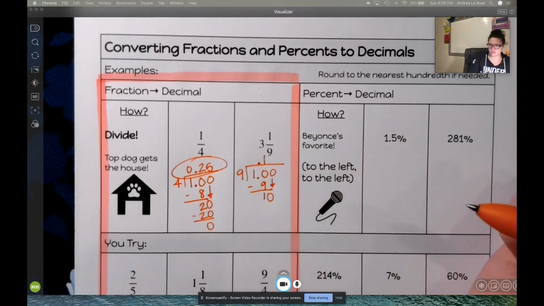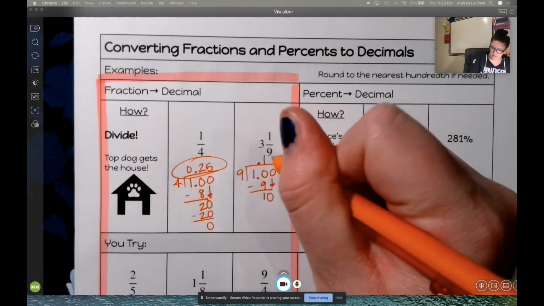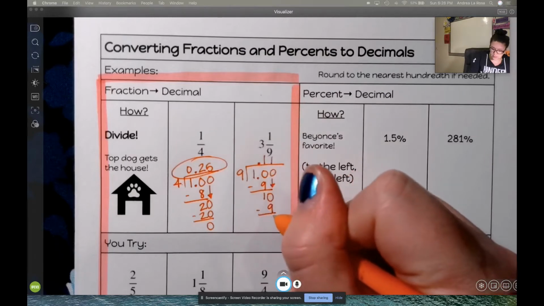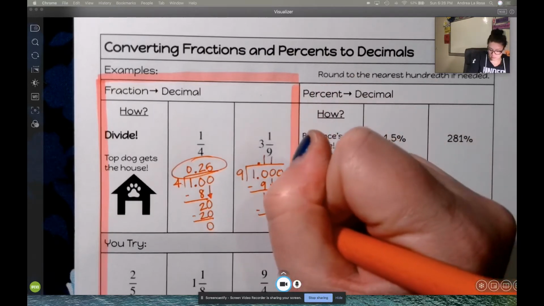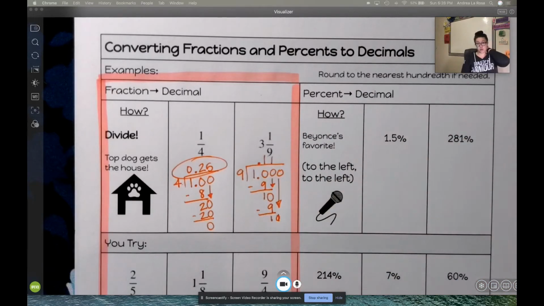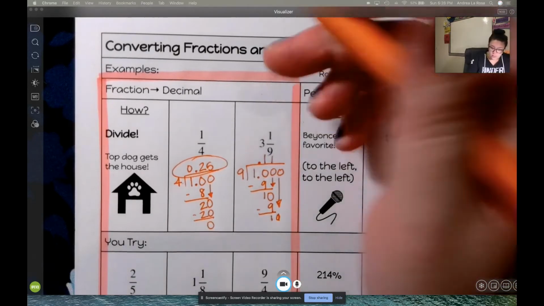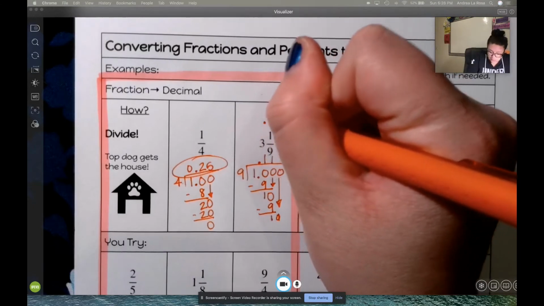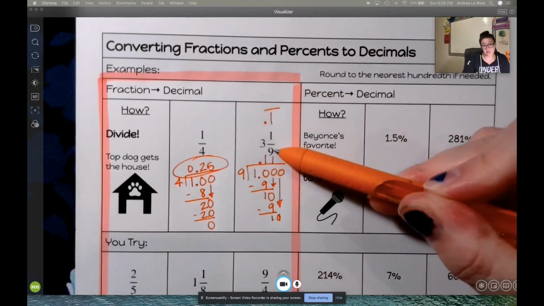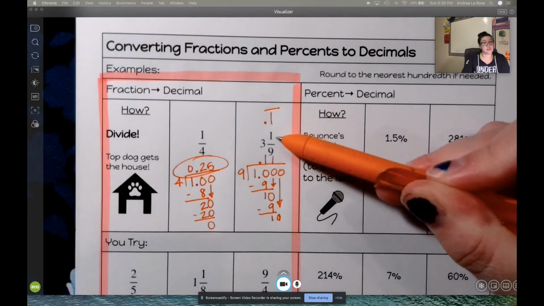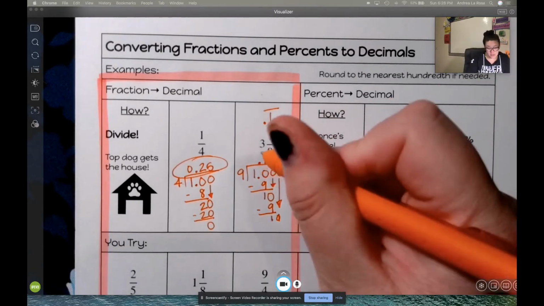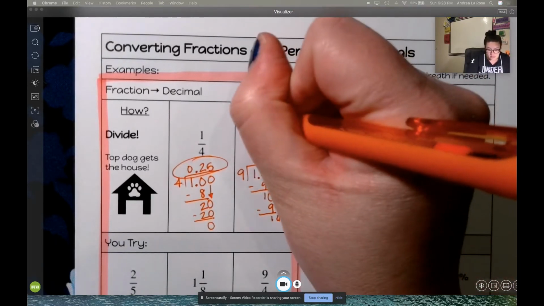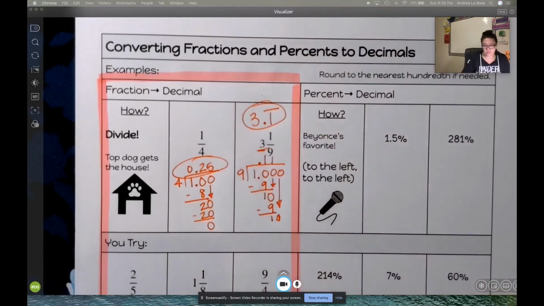Oh my goodness, what's happening here? 9 into 10 once. We have a repeating 1. So, again, we get 0.1 repeating. When you have a 9 in the denominator, whatever your numerator is, that number is going to be what repeats over and over again. So we have 0.1 repeating, but that's not it. We can't forget that 3 out front. So this would be 3.1 repeating for our decimal form.